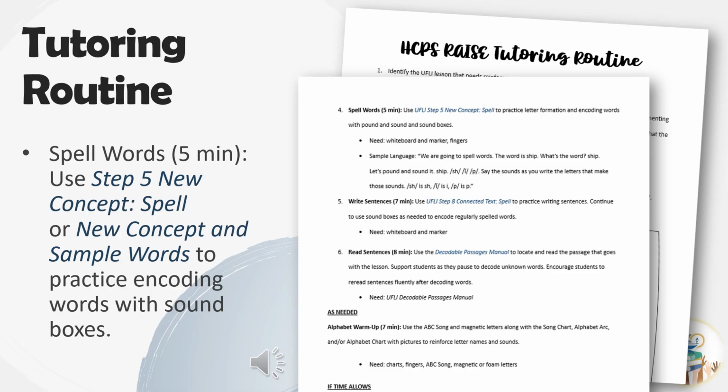The spell words part of your tutoring routine will probably take about 5 minutes. We want to provide students with the opportunity to spell multiple words with the pattern that we're focusing on. You're going to use step 5, new concept, spell. So there's a list of words there, or on the home practice sheet, you could use the new concept and sample words in order to practice spelling those words with sound boxes. You can also use the list of additional words that are on page 2 of every UFly lesson. So that's a great list that you could use to spell additional words.